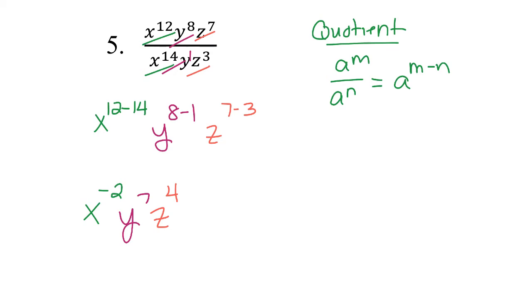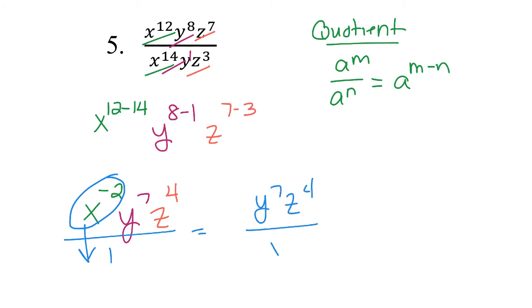We're almost finished, except I see that there's this negative exponent here, so I'm going to have to drop that to the bottom of a fraction. So we have y to the 7th, z to the 4th over x squared.